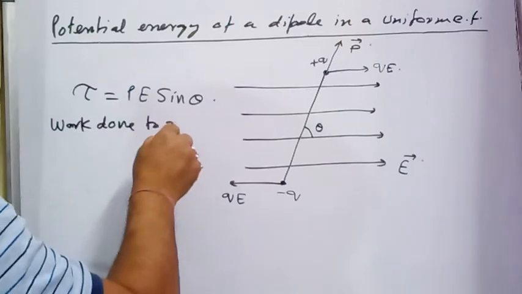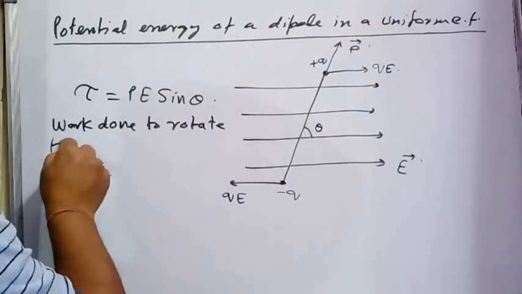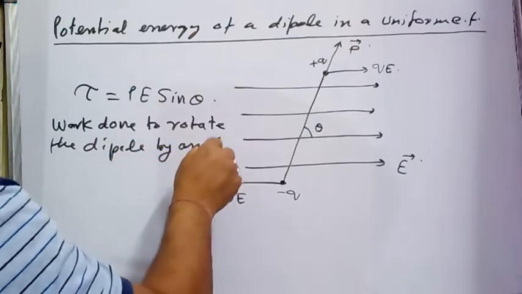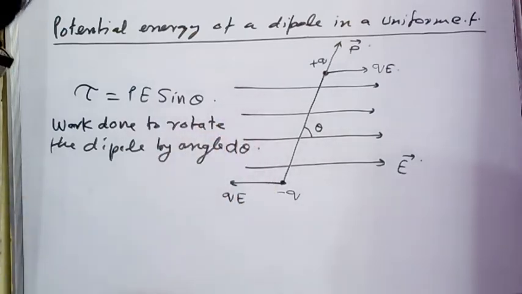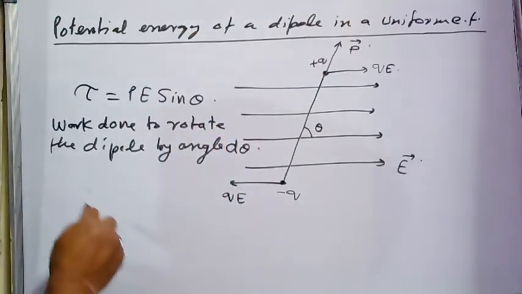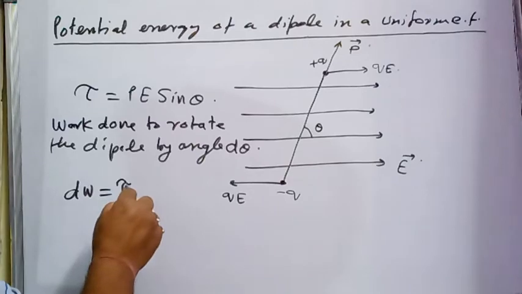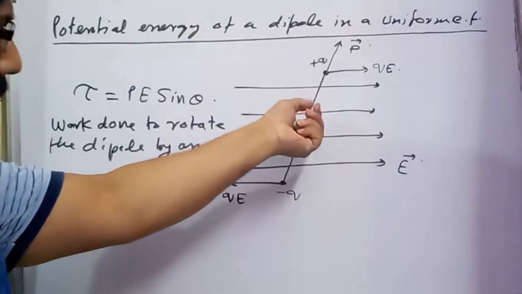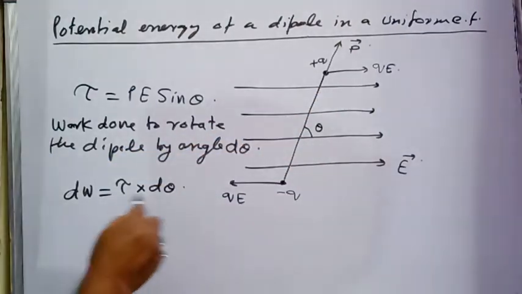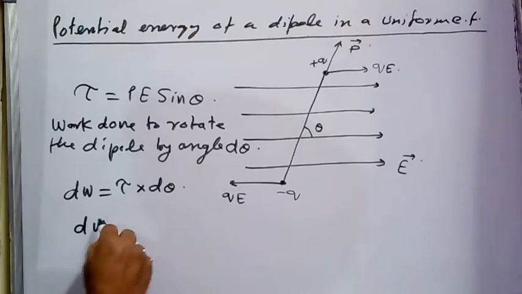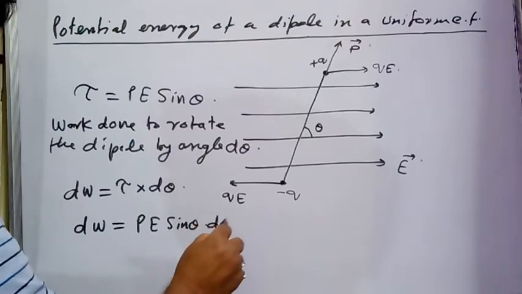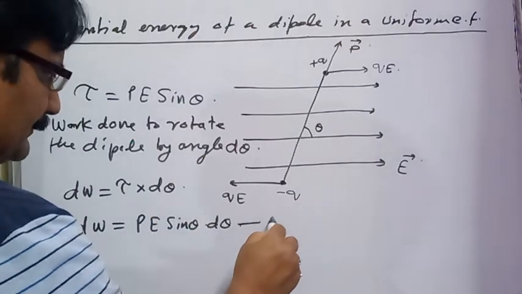Work done to rotate the dipole by angle d theta. In rotational mechanics, as we know, the work done for rotation dW can be written as torque multiplied by rotational displacement. The rotational displacement of the dipole is going to be d theta. So work done to rotate the dipole by angle d theta can be written as PE into sin theta into d theta. Suppose this is equation number 1.